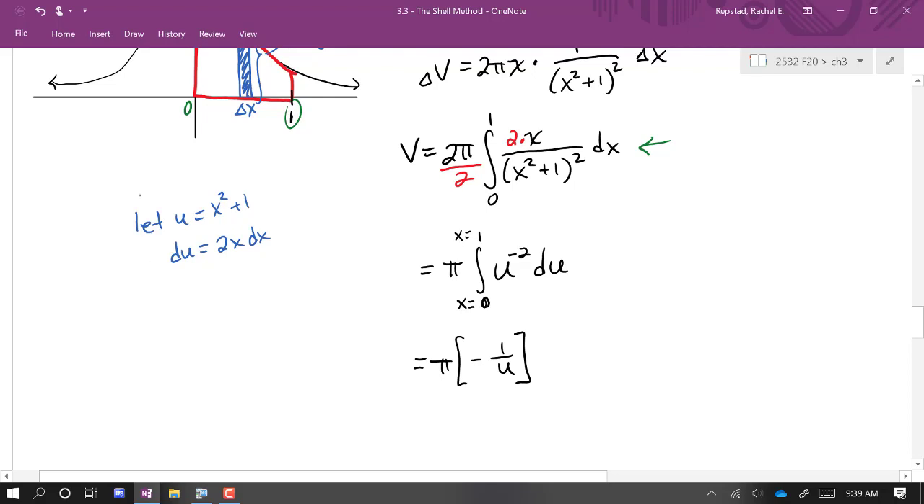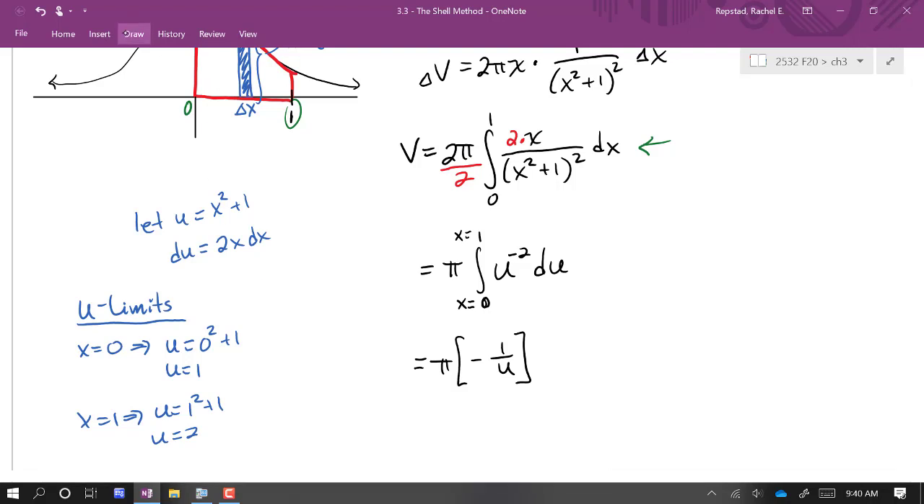Now, we have a couple of options. We could rewrite the expression -1 over u with our x's and then plug in 0 and 1, or, and a lot of people do this because they find it convenient, you can just find your u limits. So, for example, when x is equal to 0, u is equal to 0 squared plus 1, or 1, and when x is equal to 1, u is equal to 1 squared plus 1, or 2. And then that translates our limits from x equals 0 to x equals 1 to the limits 1 to 2.